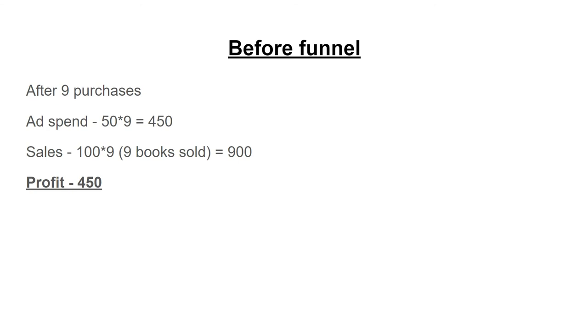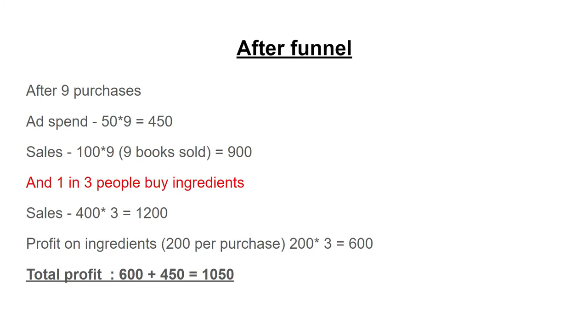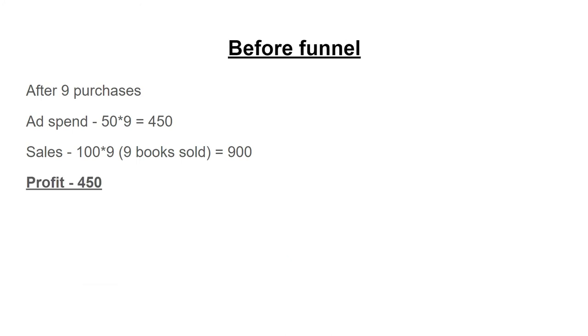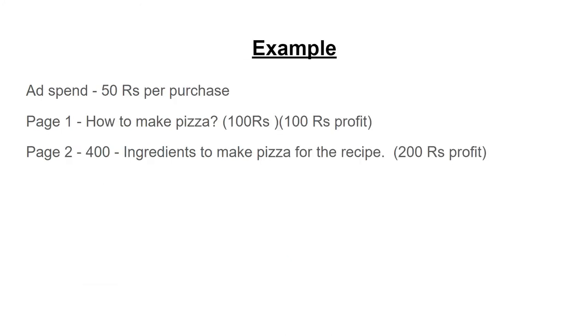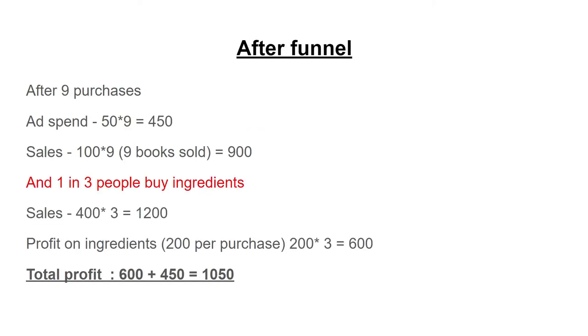Now this is before a funnel, but when we implement a funnel, that is, first the user comes on the how to make a pizza page and then he goes on to the ingredients page. Now here again we are making 9 purchases, again we are spending 450 rupees, again we are selling 9 ebooks, but here comes the most interesting part. 1 in 3 people are going to buy your ingredients too. Why? Because it is quite obvious.